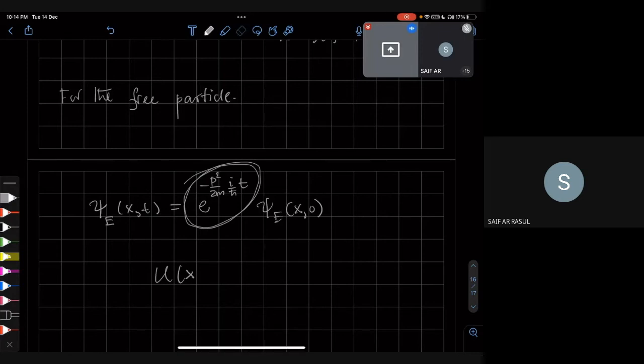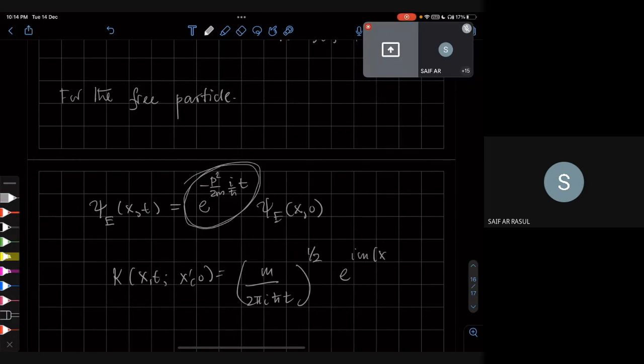Why am I using u? It should be k. K of x of t, x prime of 0 is (m over 2 pi i h bar t) to the power half, e to the power i m (x minus x prime) squared over 2 h bar t.